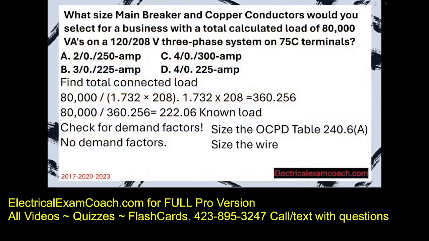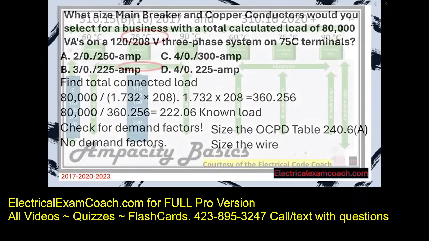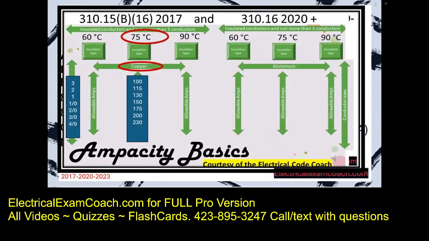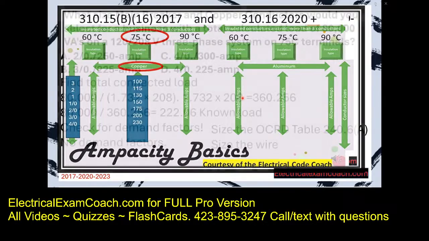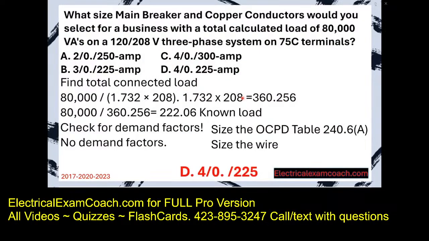Now we can size our wire. We head to our primary ampacity table. We're going to be on the copper side of the table in the 75-degree C column, and we need to go down and find a wire that covers 222 amps. And in this case, we're going to select a 4/0 wire. When we put it on a 4/0 wire, we're going to select D, and we're all done.